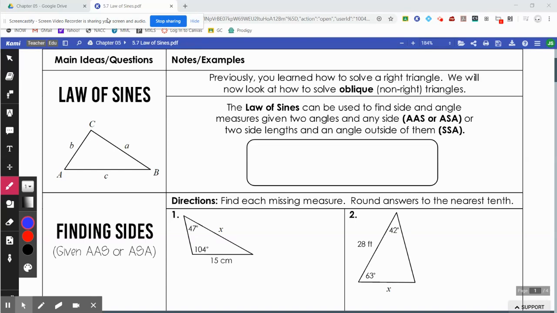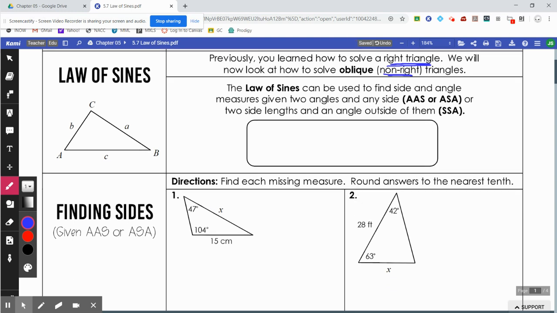Okay, in previous lessons, we learned how to solve right triangles. In this lesson, we're going to learn how to solve an oblique triangle. All an oblique triangle is, is a non-right triangle, because obviously not everything in the real world is a right triangle. We're going to do so by using the law of sines, and then we'll talk about the law of cosines, which is also another method.